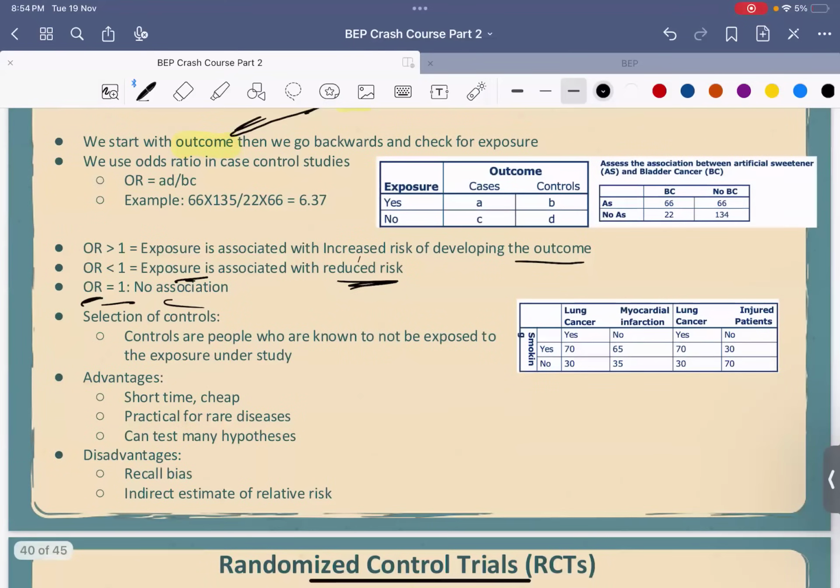So how do we select these controls? Okay, how do we select them? Controls are people who are known to not be exposed to the exposure under study.